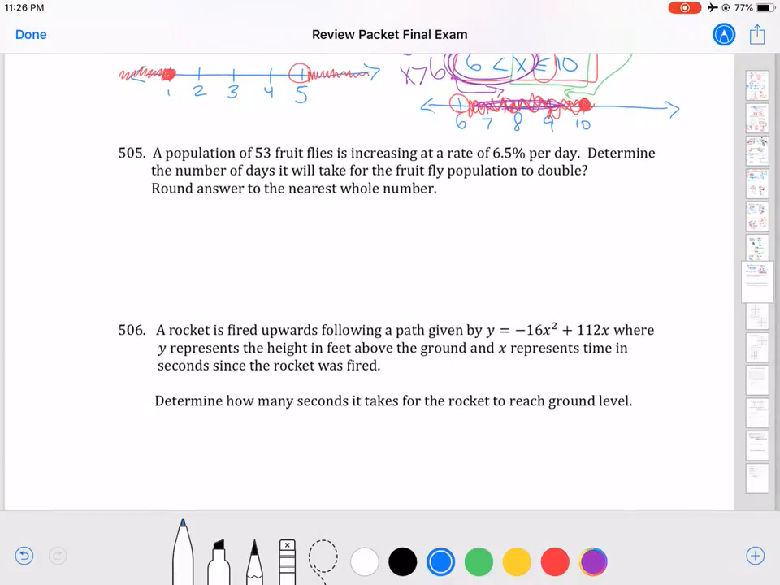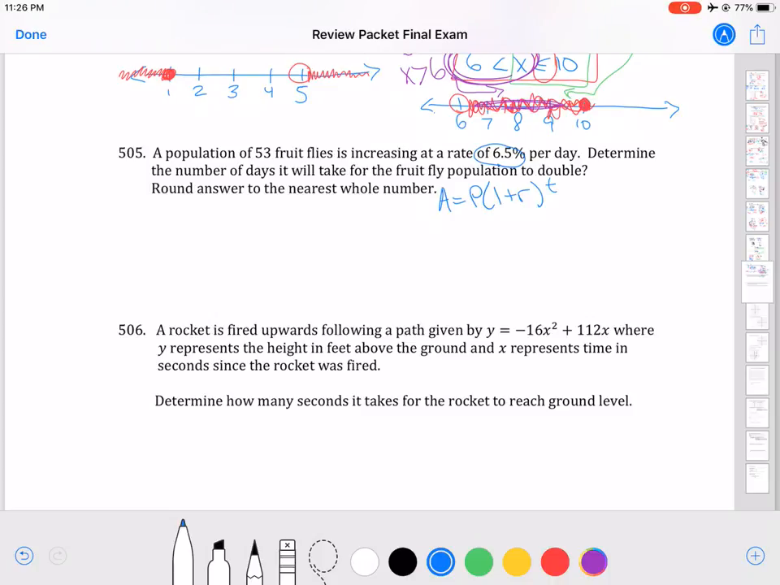All right, number 505, going back to a formula that we previously used. It says a population of 53 fruit flies is increasing at a rate of 6.5% per day. Determine the number of days it will take for the fruit fly population to double. The fact that it's increasing at a percentage tells me that I'm going to use my growth formula again, which is on the formula sheet. You can just copy it down from here.